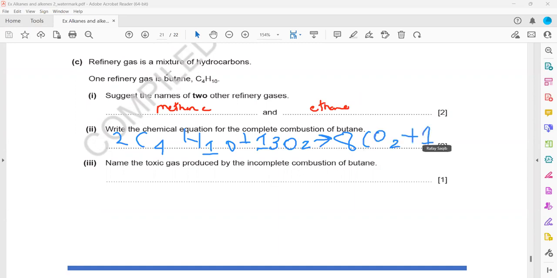Butane is already written here. So butane will not score a mark. Even though it is a refinery gas, it will not score a mark as it is already there in the question.